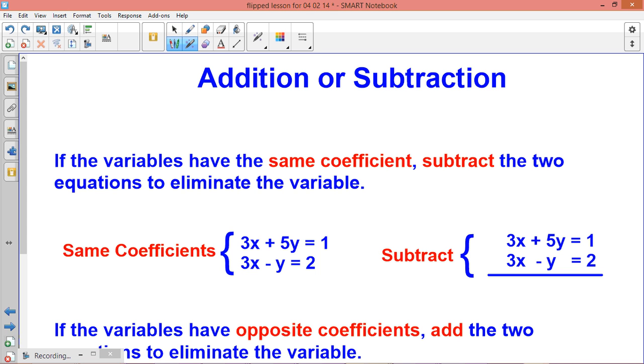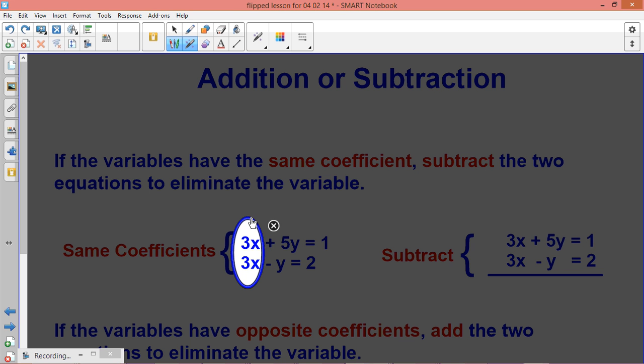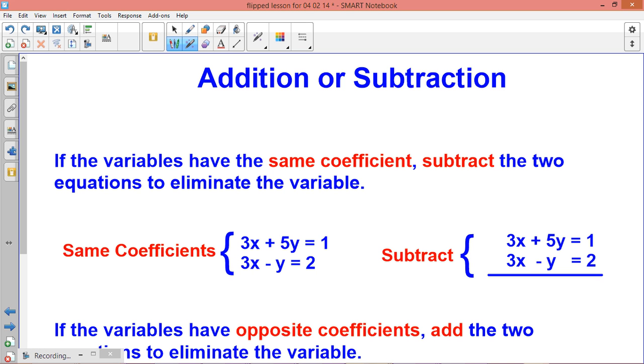So we have two systems set up right here. 3x plus 5y equals 1, 3x minus y equals 2. Now, when we have the same coefficient, notice this 3x and 3x, they are exactly the same. They're not opposites anymore. When we have that situation, what we're going to do is subtract the two equations from each other.